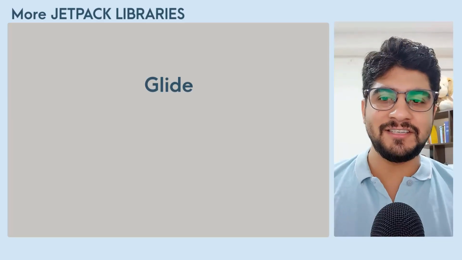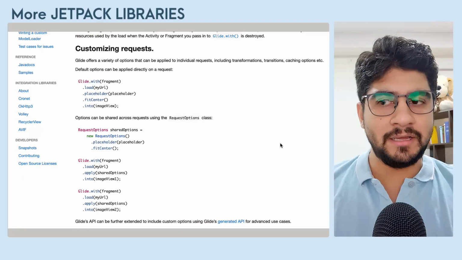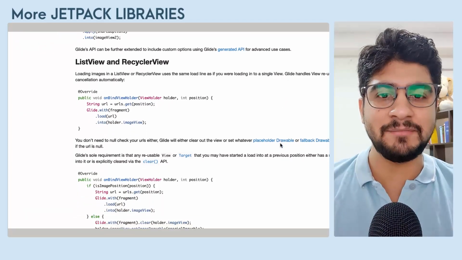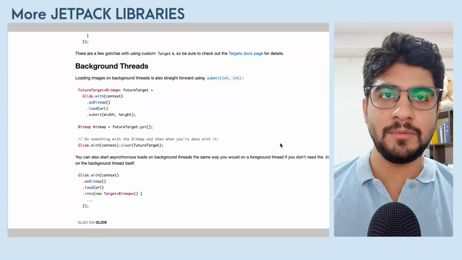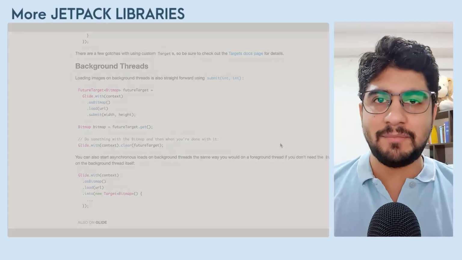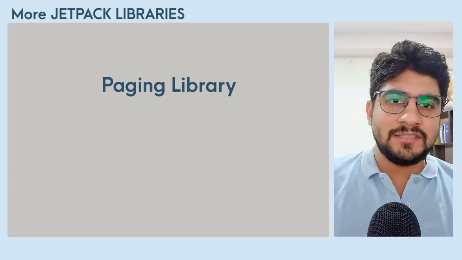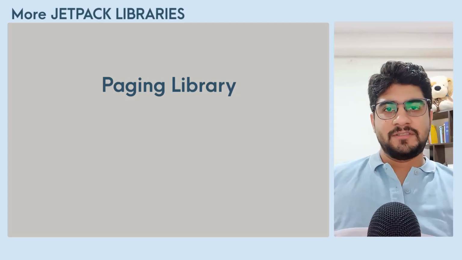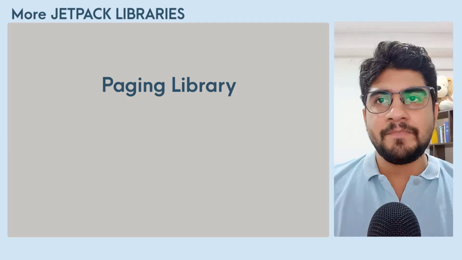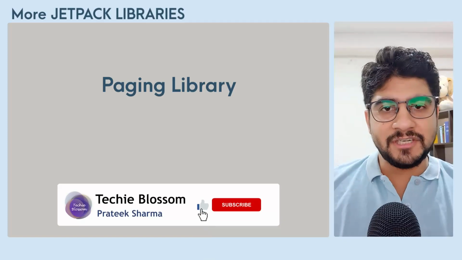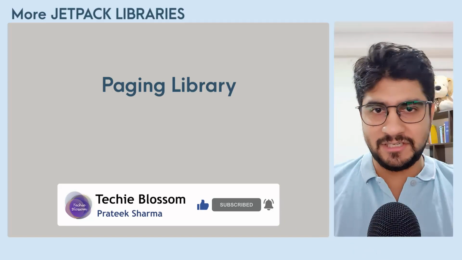Next is Glide. It's an awesome library to load network images, and it caches the images very well. It follows best practices, and it is also a recommended library. It's highly configurable. And the last library is the Paging library. The Paging library is also part of Jetpack, and it helps in loading data from a large data set, either from network or database. This ensures that the data which you are loading is paged data, and it's using system resources efficiently. So again, following the best practices which are required for implementing pagination.